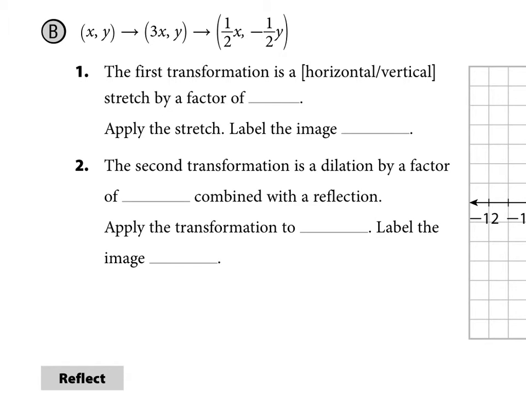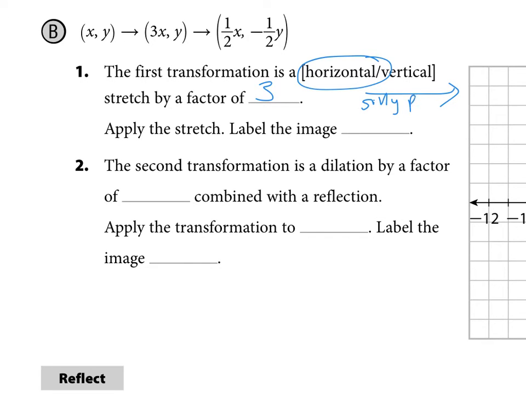And so again, we're looking for the first transformation. That's this one right here. And they want to know which one has been stretched. So if I look at these two coordinates, 3x versus y, the one that's had a number multiplied by it is the horizontal. So we're going to circle horizontal, and the number that's been multiplied by is a factor of 3.